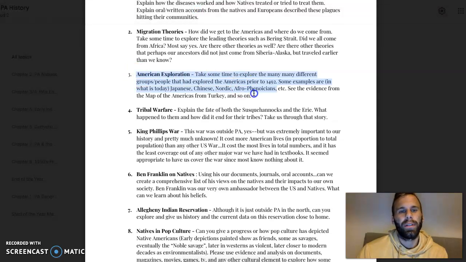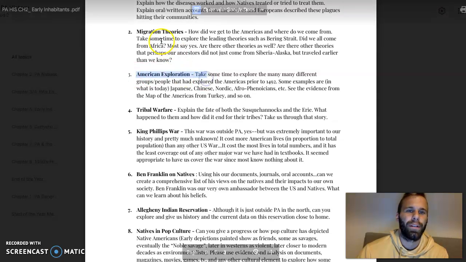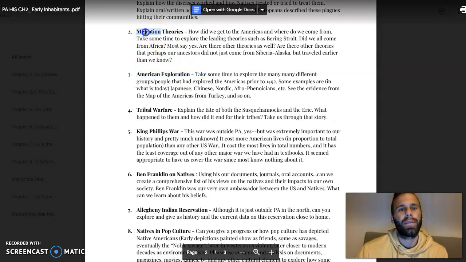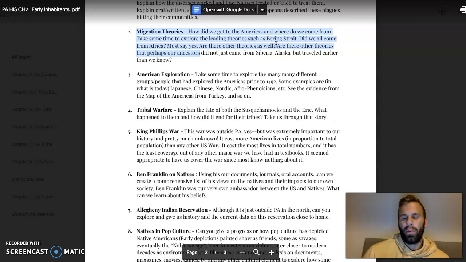American exploration. Oh, sorry. That's exactly what I just said for the other one, the migration. That was for American exploration. The migration theories, this one's slightly different than what I was going over. This one is just looking at people coming over the Bering Strait, following mammals and so on out of starvation, finally getting to Pennsylvania. But are there other theories about migration?